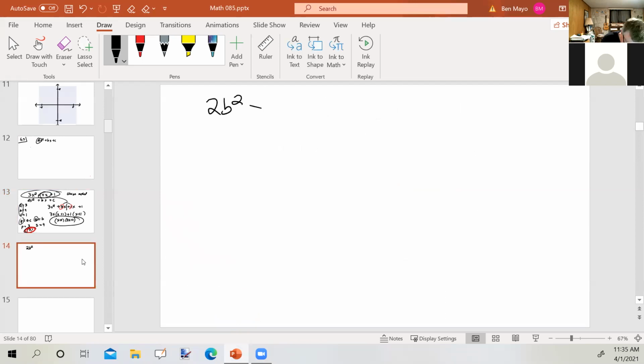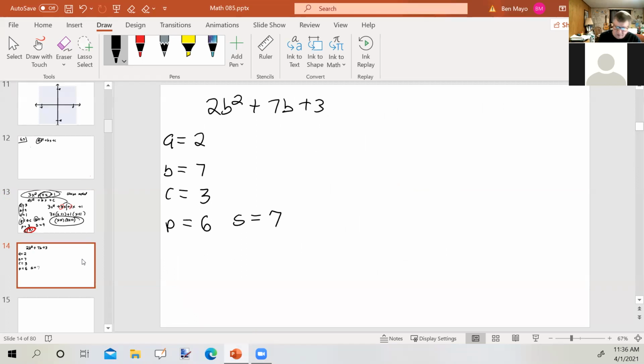2b squared plus 7b plus 3. Now, the variable is b in this case, but when I talk about A, B, C, P, and S, I'm talking about the coefficients, 2, 7, 3. The product is A times C, which is 6. The sum is B, which is 7. Again, any question about where any of those numbers came from?